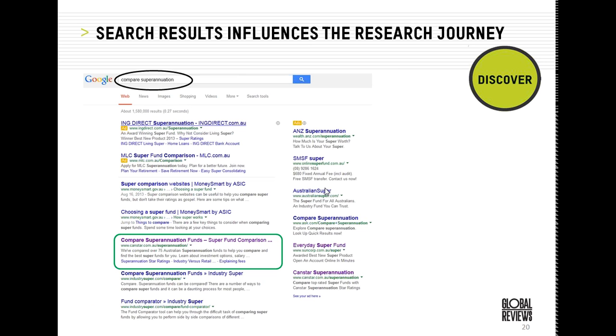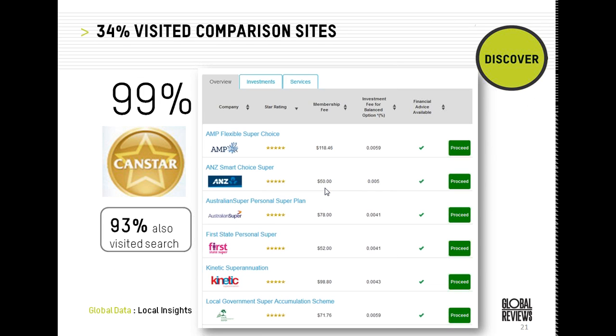Another common search term that we found through the research was compare superannuation. Again, a lot of people want to understand different options, and CanStar and also MoneySmart came up, but we found that CanStar in particular was the preferred brand, so 34% visited comparison sites, and 99% of those visited CanStar, and they also visited a search.